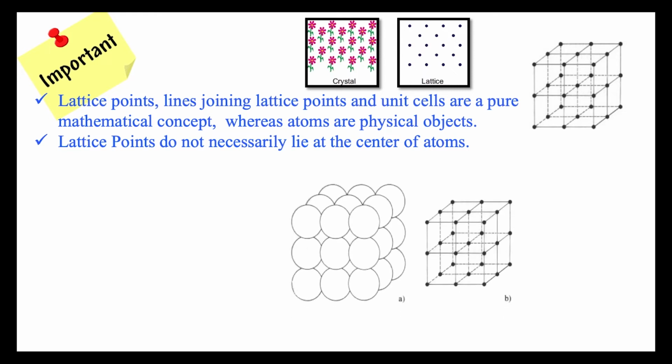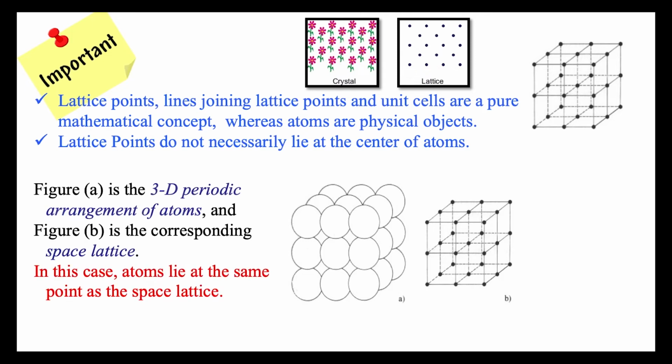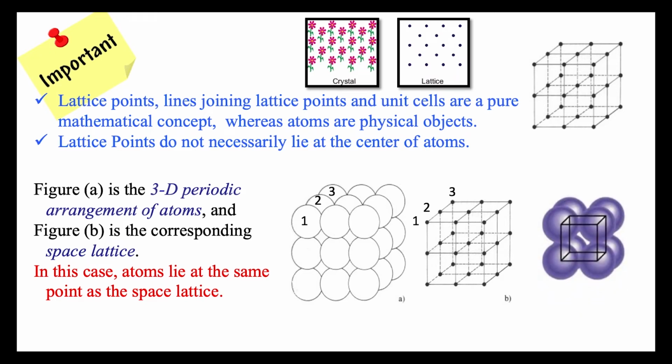Here, the first picture gives the three-dimensional periodic arrangement of atoms in the crystal. The second picture shows a corresponding space lattice. That is, by replacing each of the atoms with points, we get the space lattice. In this case, atoms lie at the same point as the space lattice.